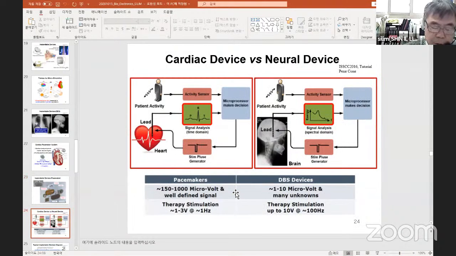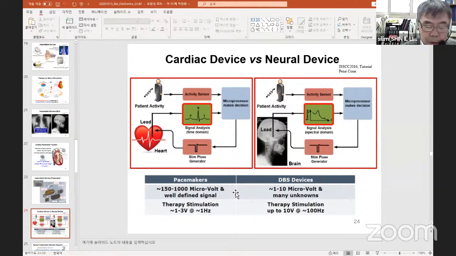Let's look at the comparison between the pacemaker and the neuromodulation device, I mean the deep brain stimulation devices. The pacemaker detects the heart information and does analysis in the time domain to detect P, R, T signals to determine whether a beat is missed or not. If you detect a missed beat, then the stimulation will be delivered and it will trigger a heartbeat.